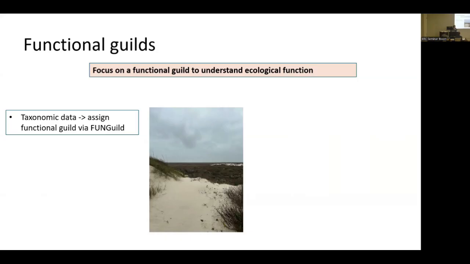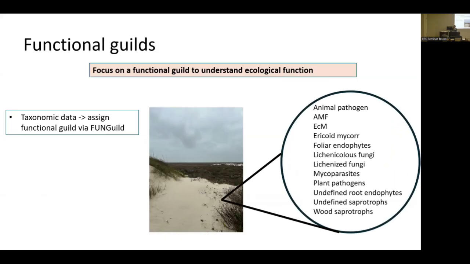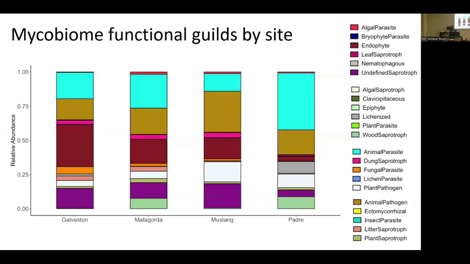So some types of guilds, some types of ecological functions that fungi have: well, fungi can be pathogens. Fungi can be AMF, arbuscular mycorrhizal fungi. They can penetrate inside the plant root. They can be ericoid, they can be foliar, they can be innocuous. They can be mycoparasites, plant pathogens, or just your general decomposer. But what I wanted to focus on was just the ectomycorrhizae.